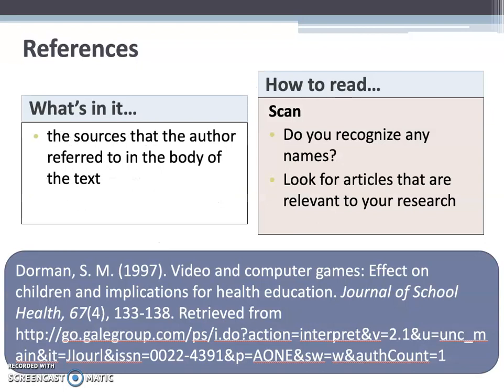And then the very last part of the research article is the references. All of the references that are listed at the very end are sources that the author referred to in the body of the text. So each time that the author brought up someone else's study, they put a citation inside the body of the text. And all of those sources are listed at the very end.